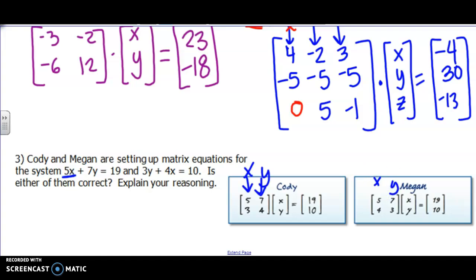Okay, so the 5 Cody has is an x coefficient. That's right. He also has 7 as a coefficient for y. But then on the next one, Cody has 3 under the x column. Now, the coefficient 3 goes with the y's, so these two he has switched. So you have to be really careful that you pay attention to the order that it's written in the equation as well. Now let's see if Megan did it right. So she has 4 for her coefficient of x and 3 for her coefficient of y, and then she still has 5 and 7. So Megan is definitely the one who has this right.